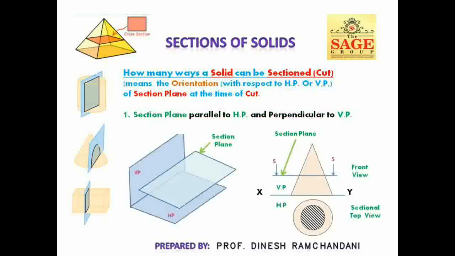Now let us see the first one, which is section plane parallel to HP and perpendicular to VP. Here we have used a cone as a 3D object or a solid to perform sections in all 5 cases. But we can take any of the solids to perform the same. We know horizontal plane and vertical plane are perpendicular to each other, that is at 90 degrees, and as seen section plane comes here, in this case marked with green color.